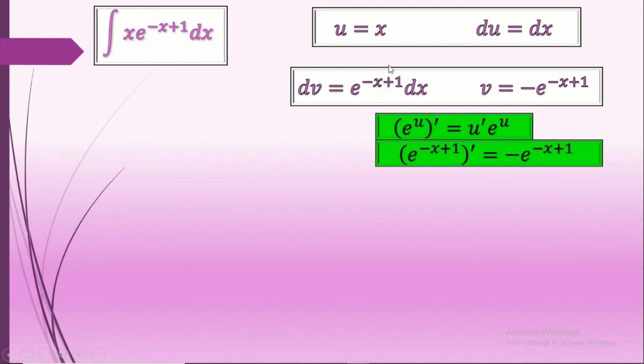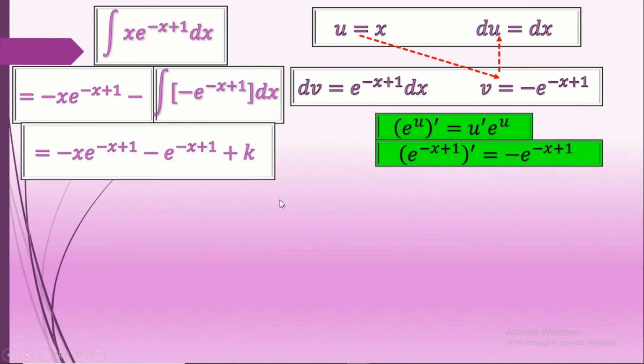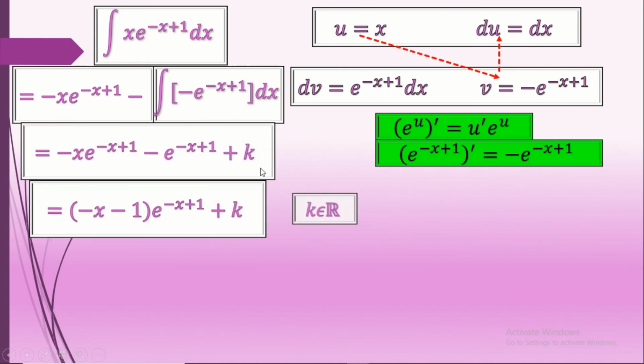Well, to solve this integration by parts, it is u times v minus integral v du. u times v is -x exponential(-x + 1) minus integral v du. Well, what about integral v du? It is integral of -exponential(-x + 1) du, which is dx. Well, its integral is clear here. We can directly write it: exponential(-x + 1), sure, plus k, where k belongs to R.